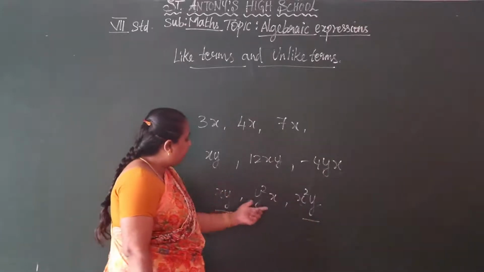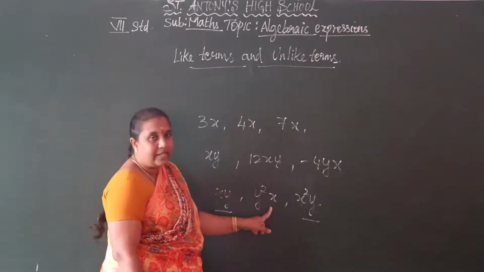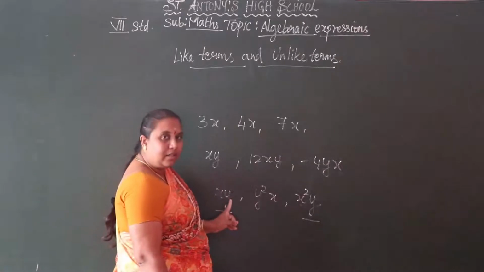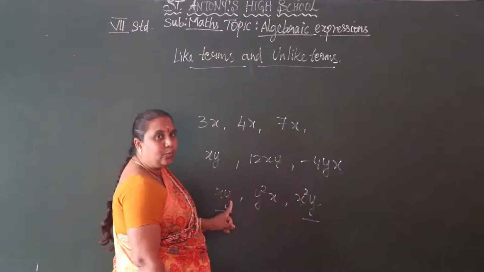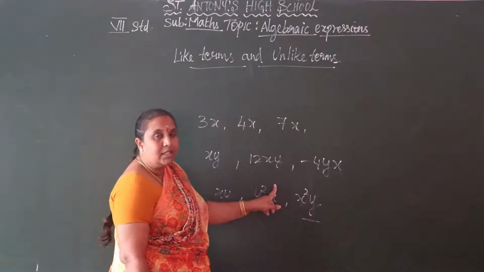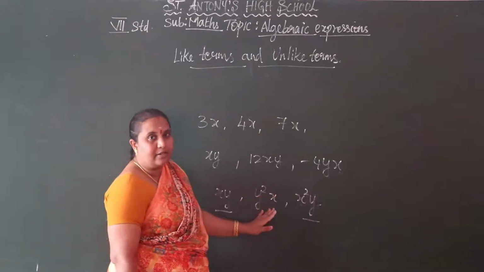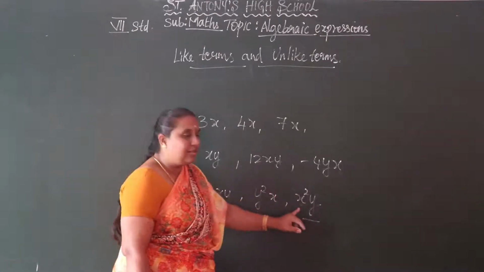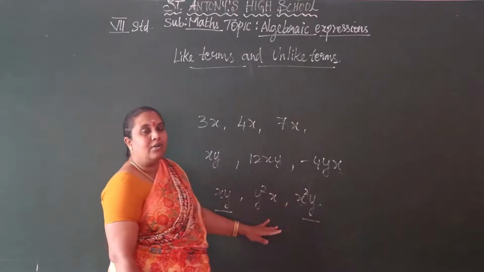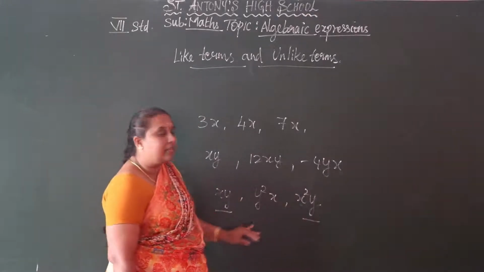And see, we can compare here. Here also x and here also x. But in this term we have only one y, here y square. So it is not a like term. So these three are not like terms. These three are unlike terms.